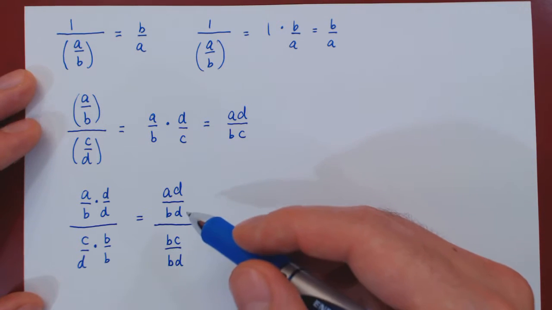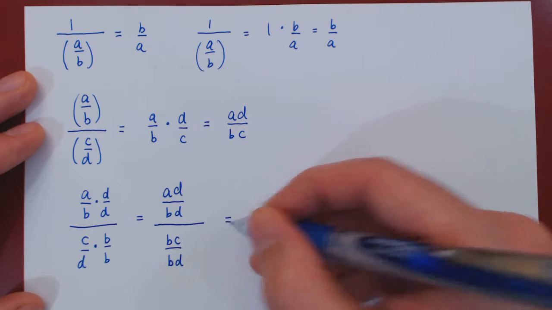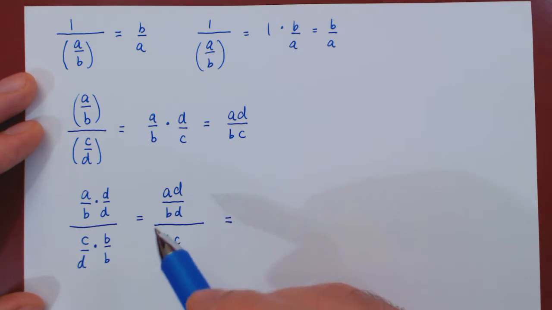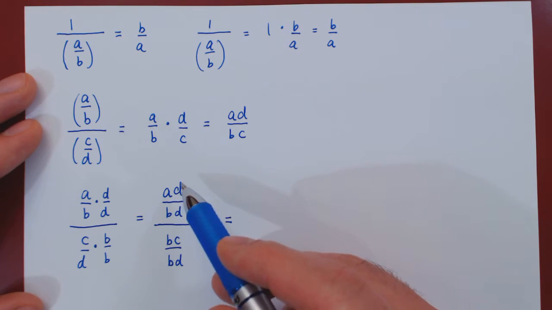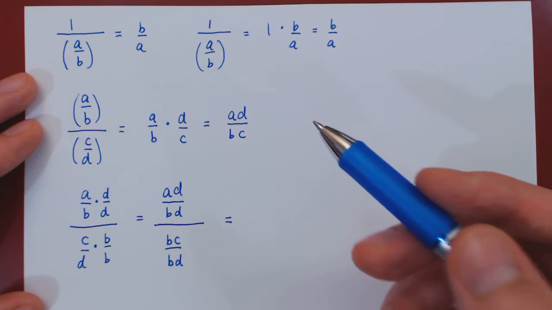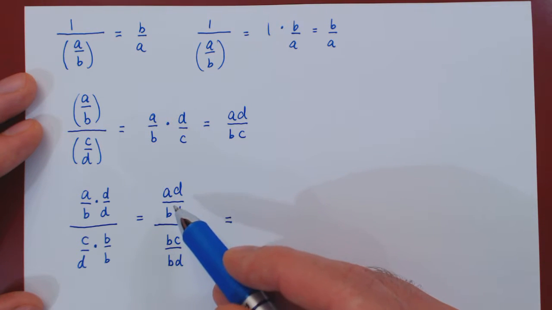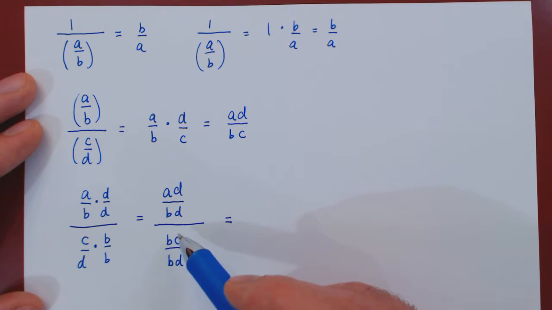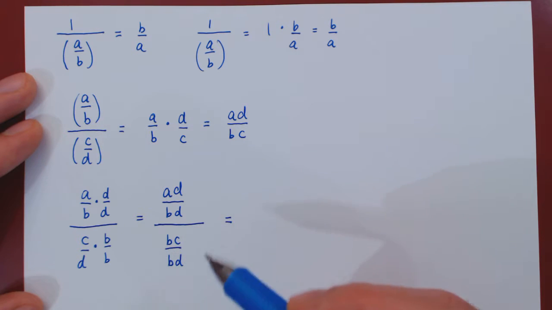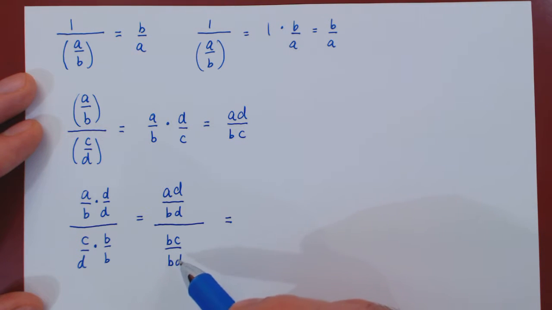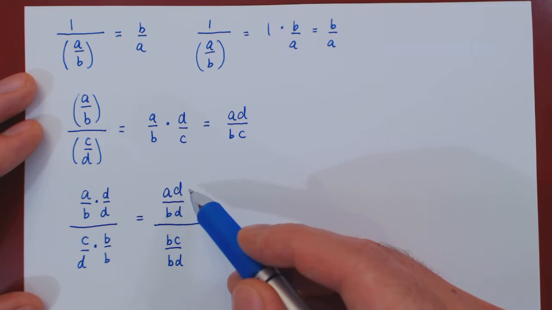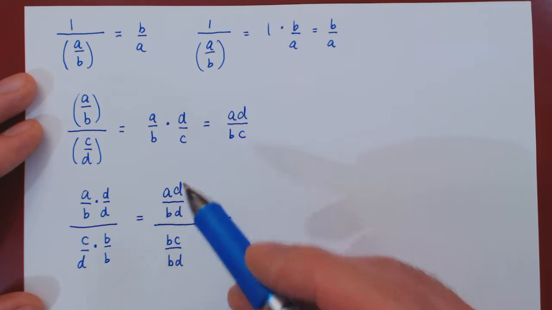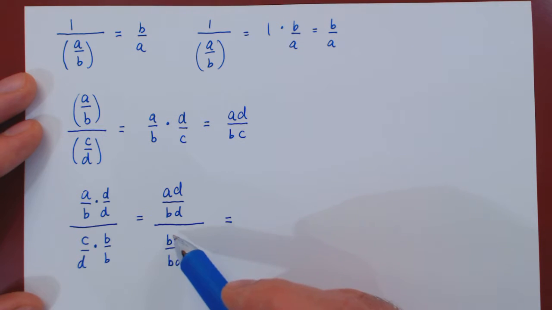And now this is getting interesting, because you have a ratio of pieces of equal size. In this case we're taking AD pieces after we divided up the circle into BD many pieces, and here we're taking BC pieces after dividing up the circle into, again, BD pieces. So the AD pieces we have in the first case are of the exact same size as the BC pieces we have in the second fraction.